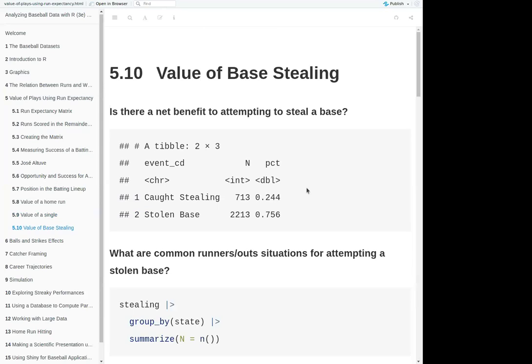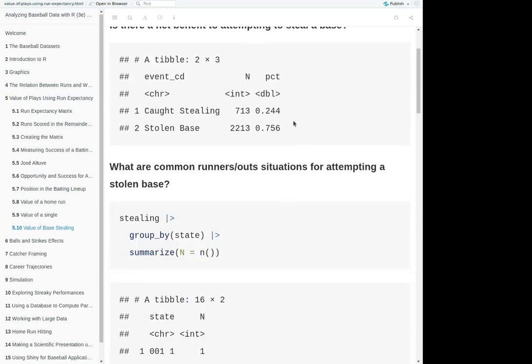So finally, we're looking at the value of base stealing, really trying to decide, is there a net benefit to attempting to steal a base? I thought this question was interesting, but could probably use some caveats, is that it's not just a benefit of attempting to steal a base for anyone in general, right? These are professionals who take very calculated risks and know the game very well. And you can see that through these numbers, that only 24% of the instances somebody is caught stealing, but most of the time at over 75%, the base is actually stolen. But fun to see those distributions as well.